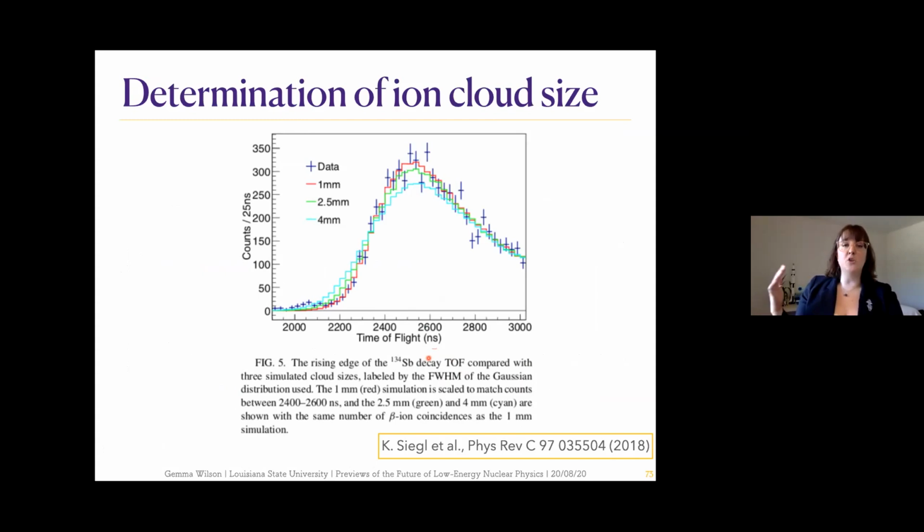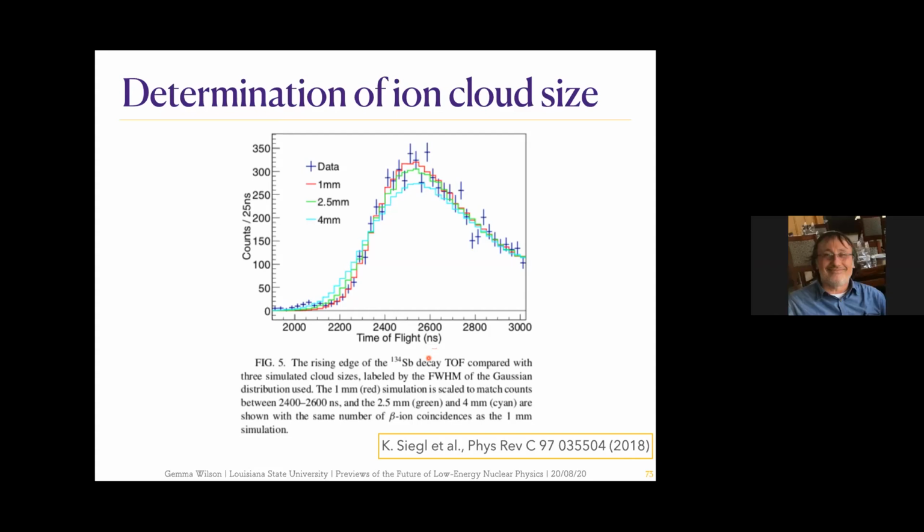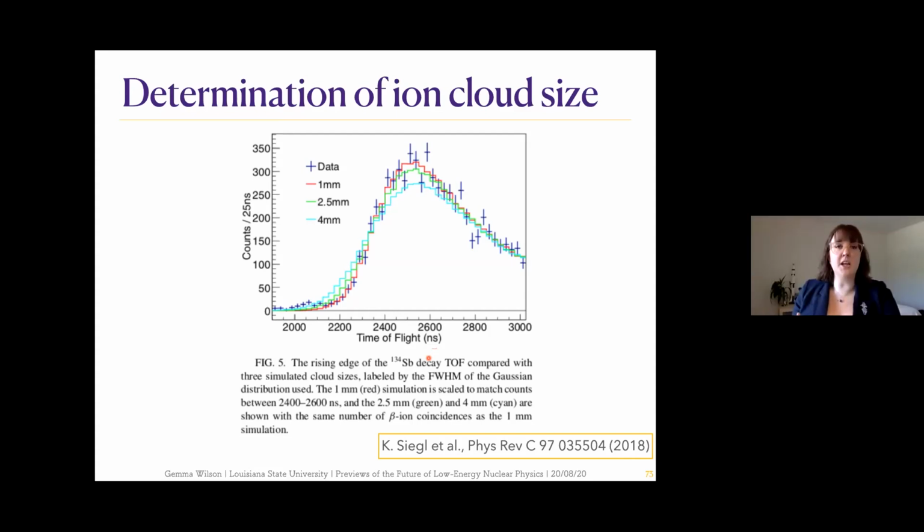So when you're doing the experiment, it is what it is, and it's offline that you determine the cloud size. All you can do in the experiment is do the best you can in terms of cooling and bunching. Maybe during commissioning, that's one of the first things we check. If we're studying iodine-137 again, we have lots of simulations from iodine-137. That's probably one of the first things we'll check, to see how efficiently we are managing to cool and bunch that ion cloud.